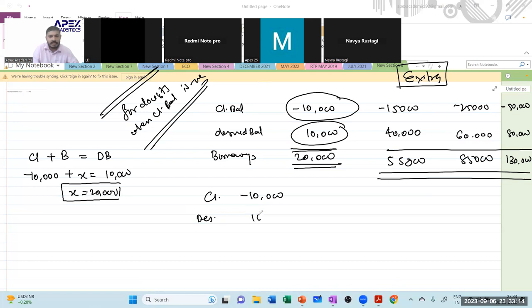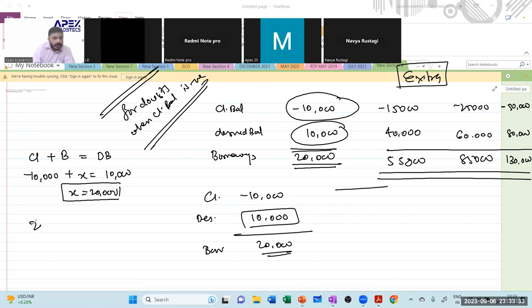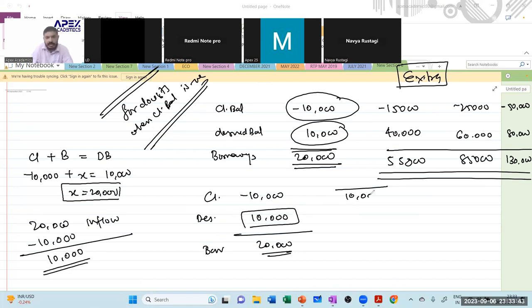Desired balance is 10,000. So can I assume that this is your desired balance of every month? Correct? So your borrowings now will become 20,000. Tell me what is the opening of the next period for you? Is it 20 or is it 10? 10. You have taken 20, but desired is 10, and you already have a minus 10 sitting in front of you. So what is your balance now? 10 becomes your balance.